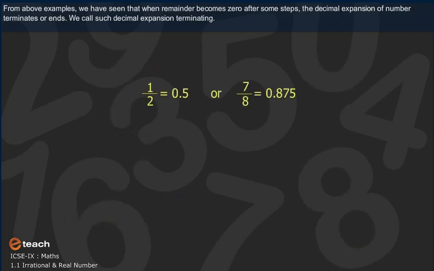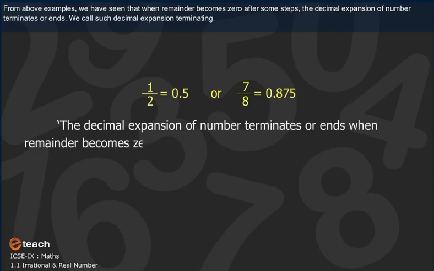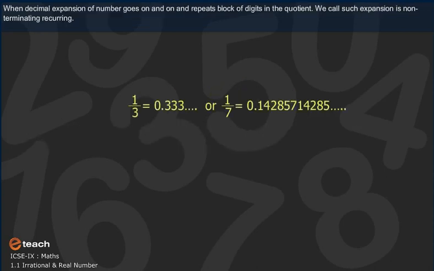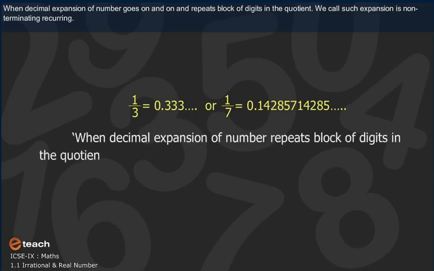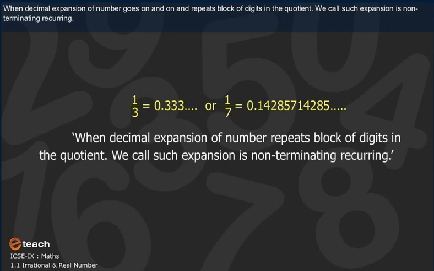From the above examples, we have seen that when the remainder becomes 0 after some steps, the decimal expansion of the number terminates or ends. We call such decimal expansion terminating. When the decimal expansion of a number goes on and repeats a block of digits in the quotient, we call such expansion non-terminating recurring.